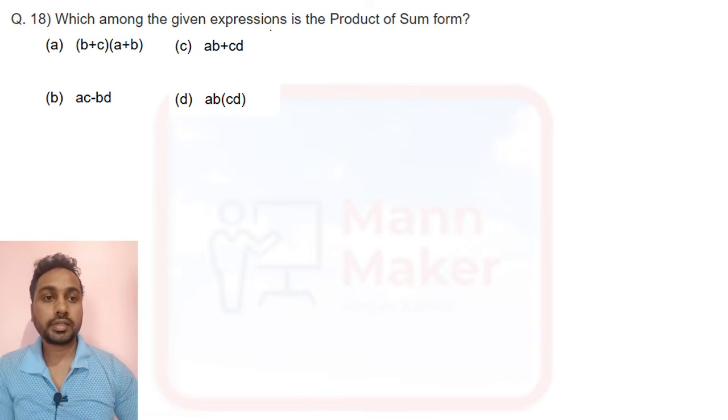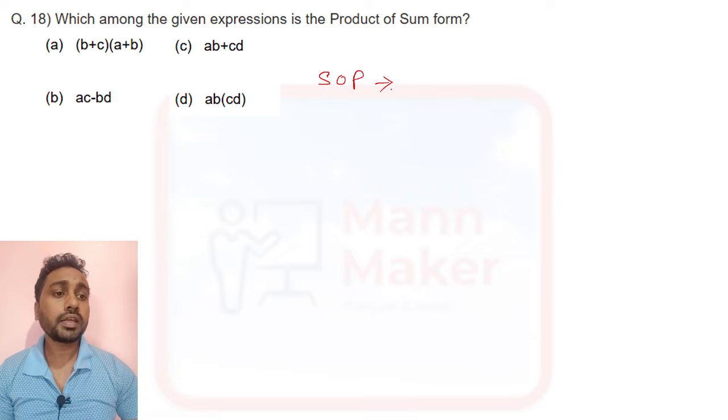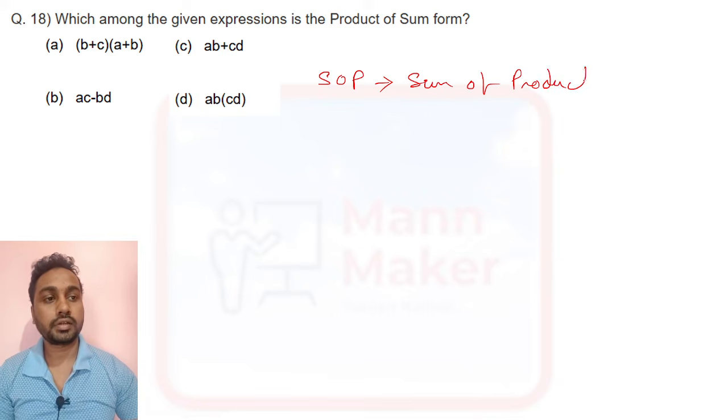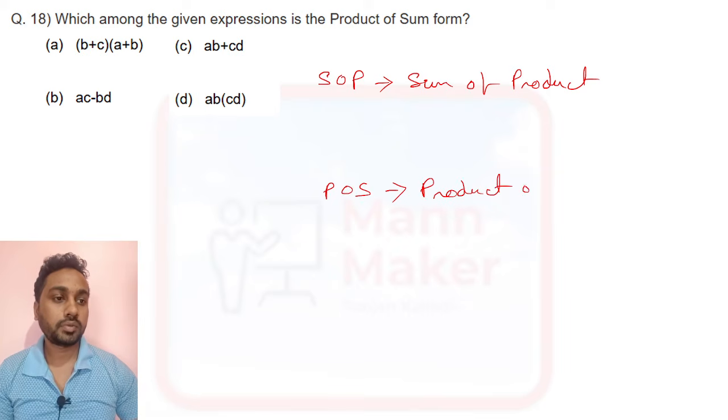Which among the given expressions is the product of sum? So we have two things, SOP and POS. SOP is sum of product, and POS is product of sum. Sum of product means we have some products and their sum. For example, AB and CD: two products and their sum is called sum of product.